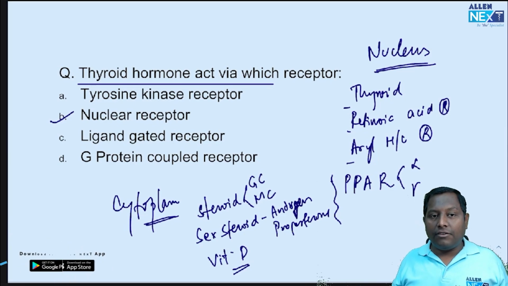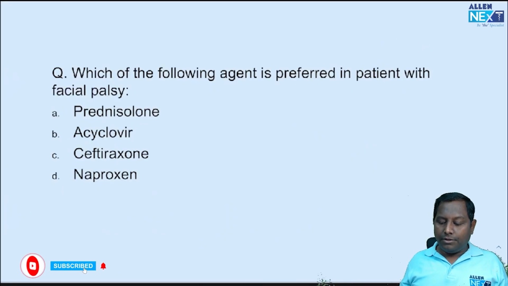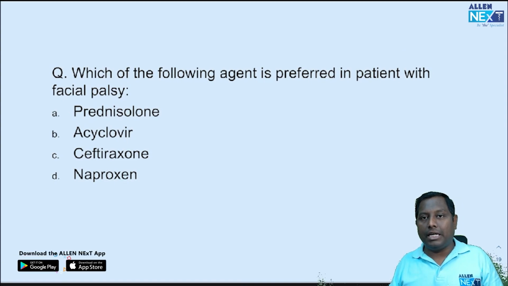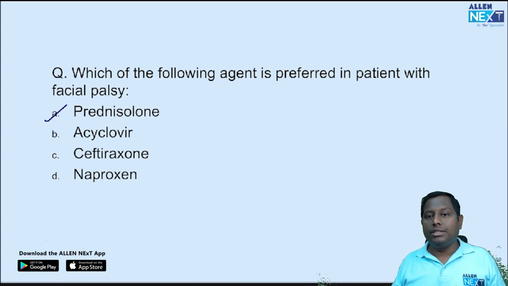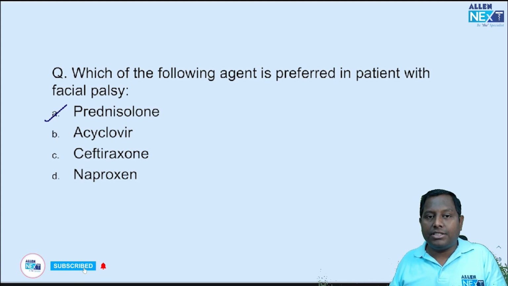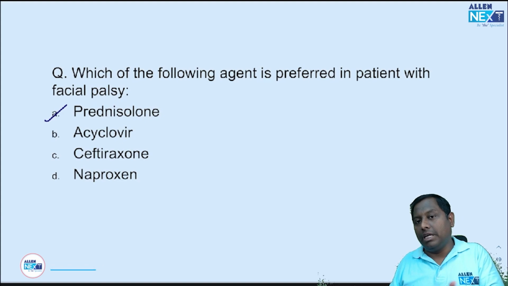Let's see the next question after this one. The next question is: which of the following agents is preferred in a patient with facial palsy? Facial palsy is again a nerve paralysis, so you will be giving steroids. This is the drug of choice. If there is a patient with a history of some viral infection, then we would give steroid and acyclovir as well.